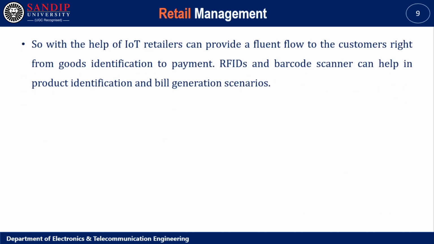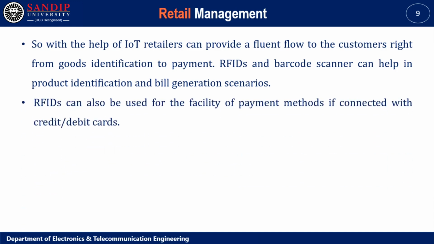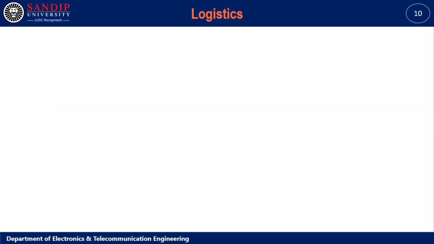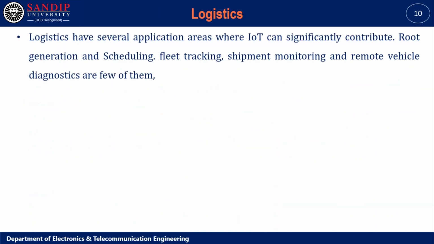So, with the help of IoT, retailers can provide a fluent flow to the customers right from goods identification to payment. RFIDs and barcode scanners can help in product identification and bill generation scenarios. RFIDs can also be used as a payment method if connected with credit or debit cards. With customers' feedback, the retail industry can innovate with the help of IoT to gain an edge over online retailing. Now let us discuss logistics.